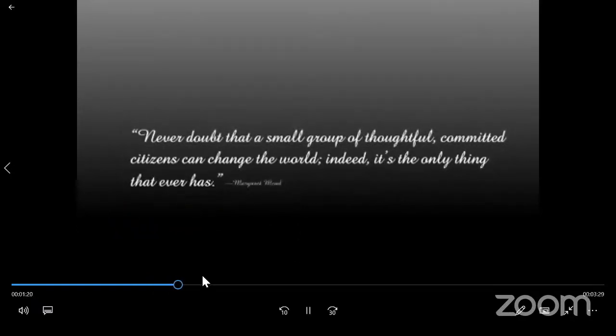Never doubt that a small group of thoughtful, committed citizens can change the world. Indeed, it's the only thing that ever has.